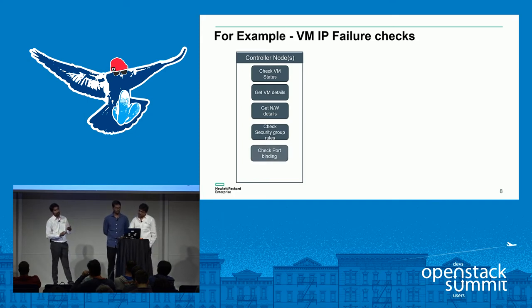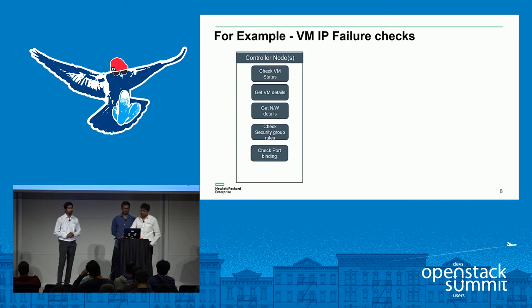There we will get the segmentation ID and the other things, and what kind of provider network it is. Is it a VLAN, a VXLAN or a GRE network? We will check the security group rules, so what rules are assigned to it. And then we will check the port binding. Port binding is one of the first checks we will do.